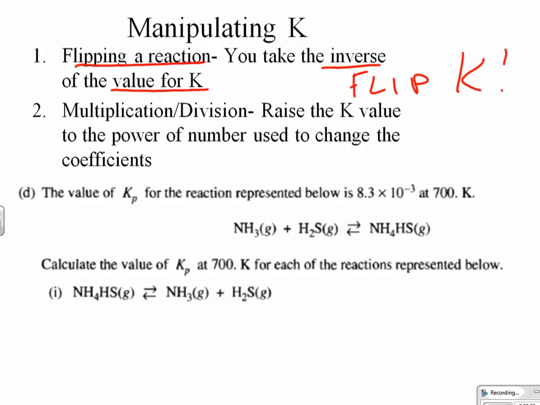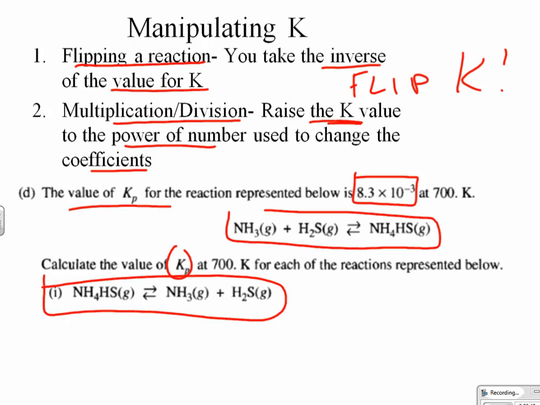If you multiply or divide, you basically raise K to that exponential power, so it automatically becomes an exponent. Multiply by 2, that means you're squaring something. Multiply by 3 means you're cubing something. So they have this on the exam in the multiple choice and the free response quite frequently. In fact, here's one from an FRQ. It says calculate the value for Kp of the reaction right here is 8.3 times 10 to the negative third. This is my reaction. They want to know what would the Kp be for this reaction.